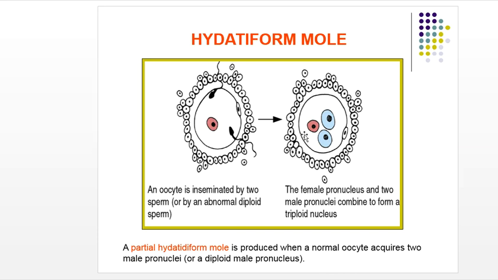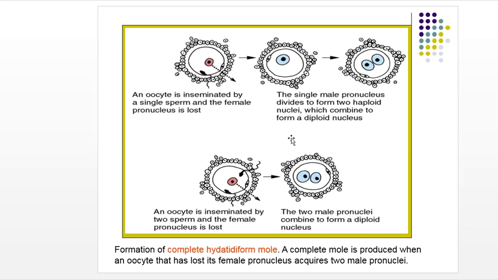As a result, we have three pronuclei. One of them, the red color, comes from the mother, and the blue color comes from the father. And as a result, we have a triploid embryo here, because we have three pronuclei.